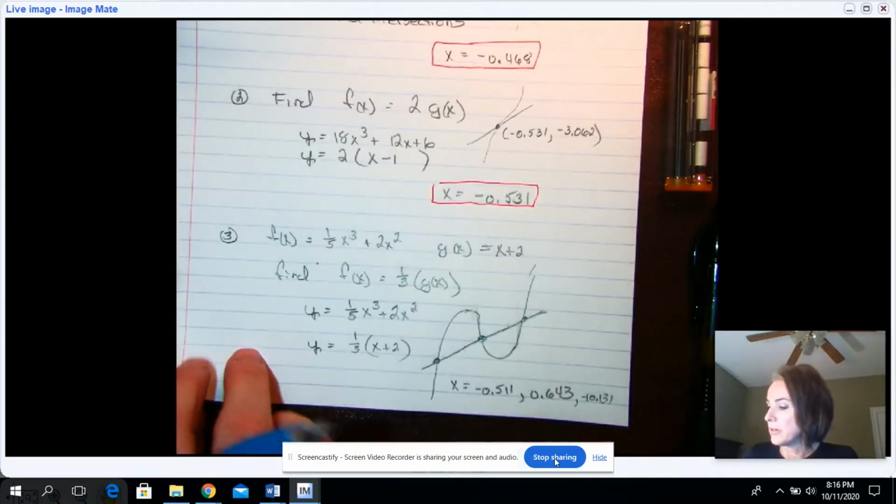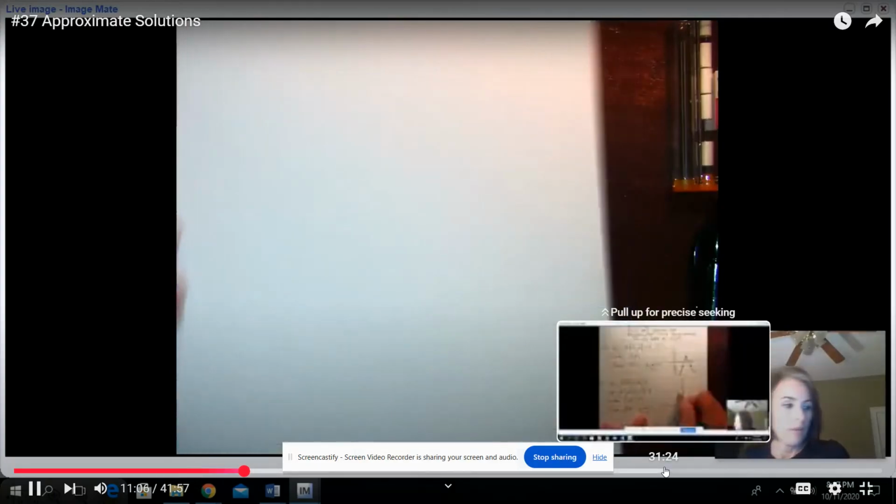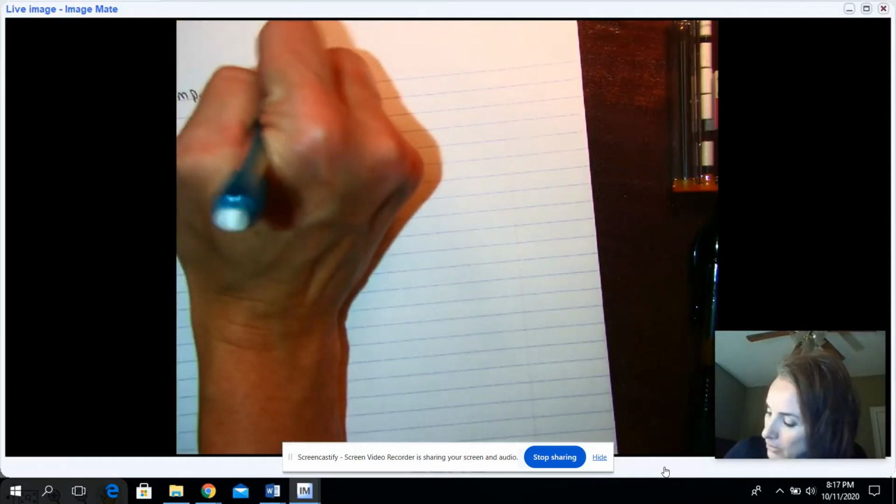And then, so that's the first part of your notes. The second part of your notes has to do with exploring graphs. So compare graphs and equations.